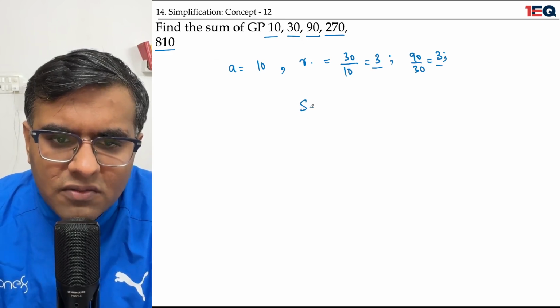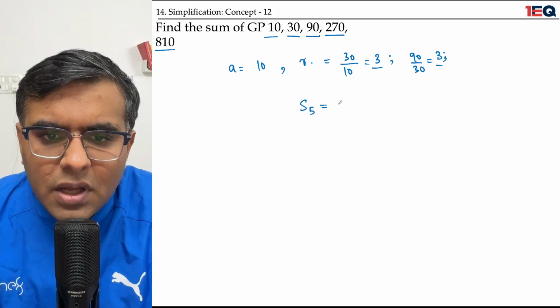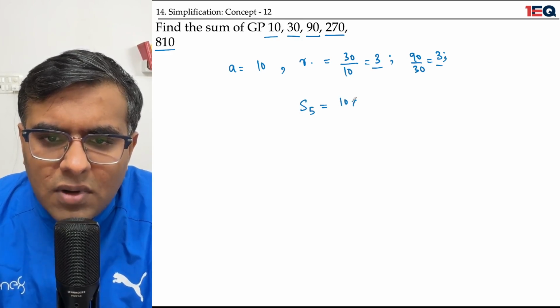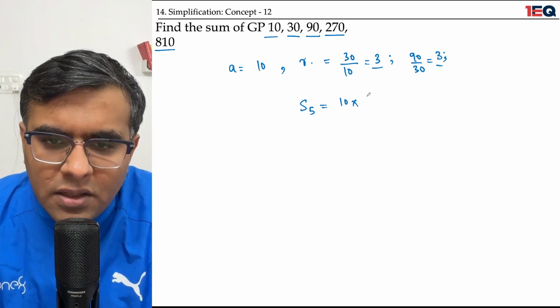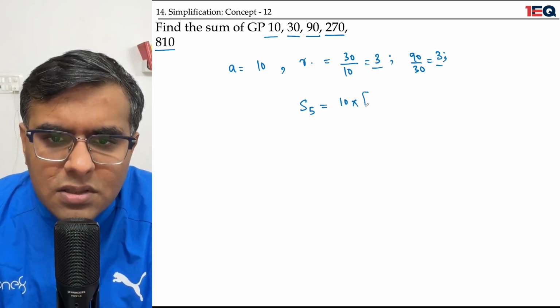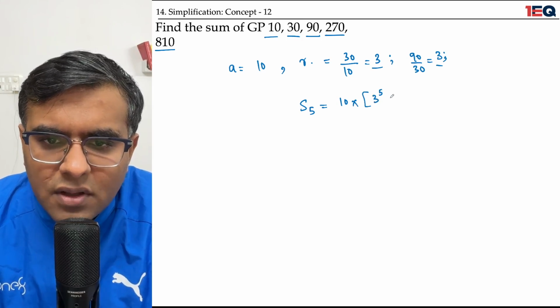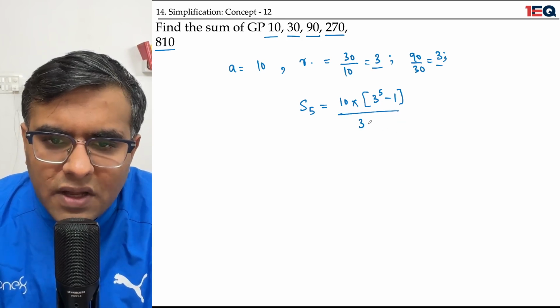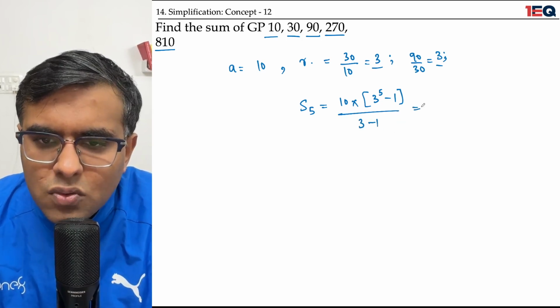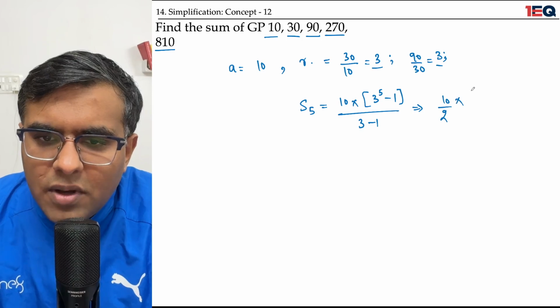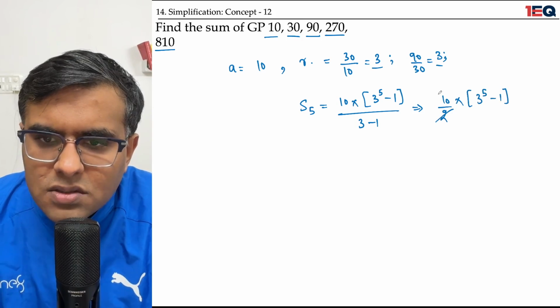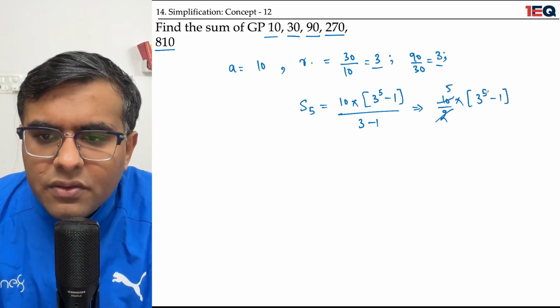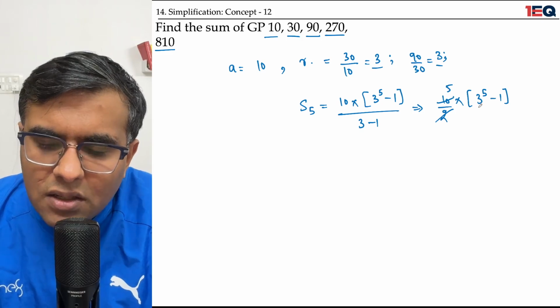So the sum of the 5 terms of the GP would be a, that means 10, multiplied by r raised to the power n minus 1, that is 3 raised to the power 5 minus 1, whole upon r minus 1. The value of r is 3, minus 1, this is 2. So 10 upon 2 multiplied by 3 raised to the power 5 minus 1. This is 2 fives are 10. 3 raised to the power 5: 3 threes are 9, 9 threes are 27, 27 threes are 81.